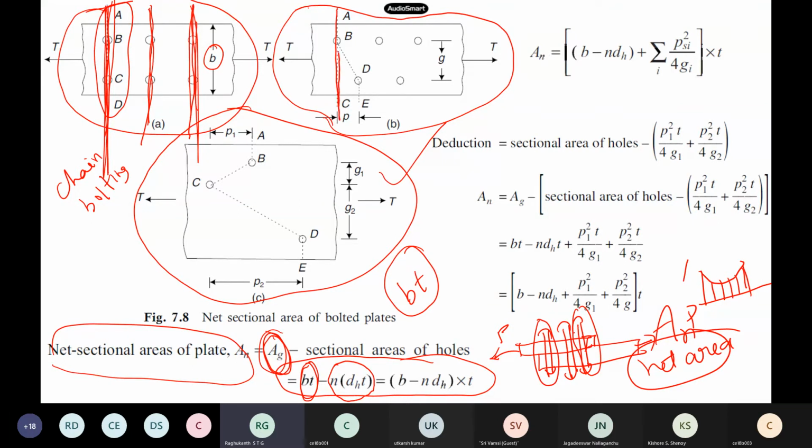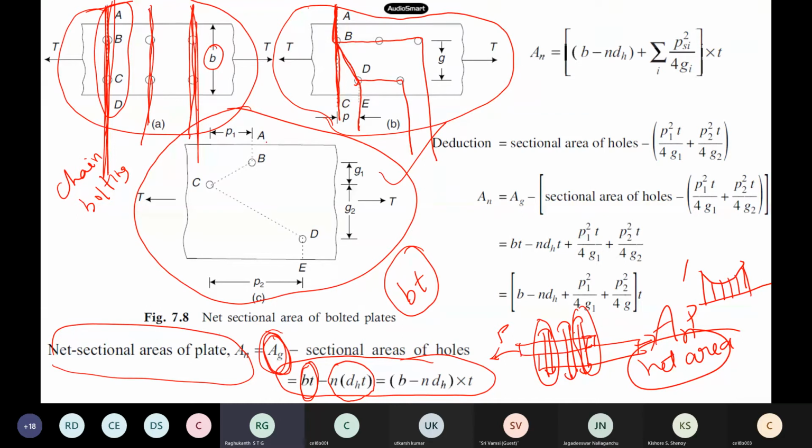It can fail at bolt A only, or your failure pattern can go like this also. So you will be having a variety like this, or it may break like this, and then go like this, and then it may break also. So you can have a variety of failure patterns when you have this type of staggering itself.